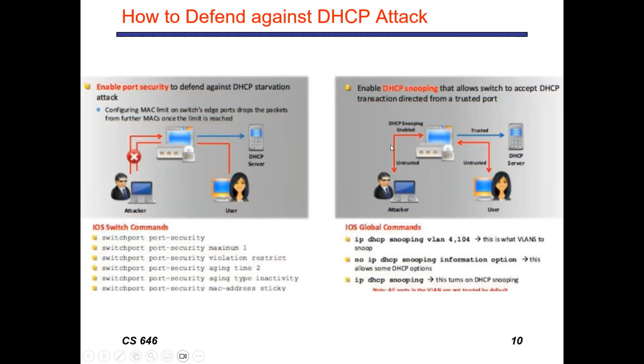So any DHCP transactions that are being offered from an untrusted port will be denied or blocked, whereas from the trusted port, the switch will allow them. These are the commands that can be used for defending against DHCP starvation or rogue DHCP server kinds of attacks.